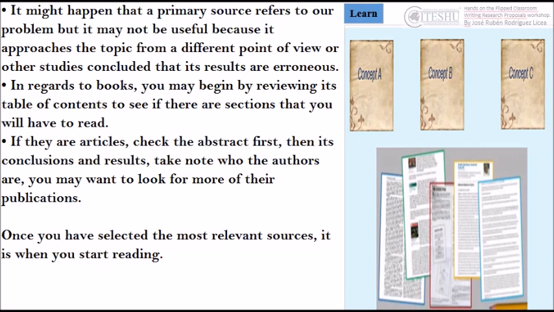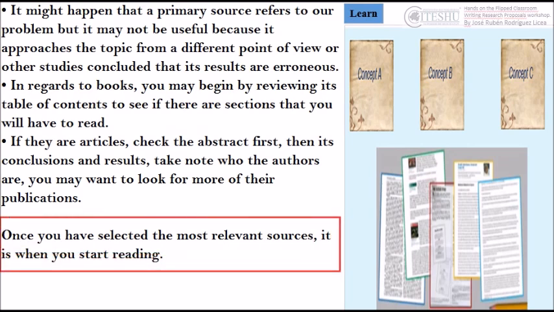In regards to books, you may begin by reviewing its table of contents to see if there are sections that you will have to read. If they are articles, check the abstract first, then its conclusions and results. Take note who the authors are. You may want to look for more of their publications. Once you have selected the most relevant sources, it is when you start reading.